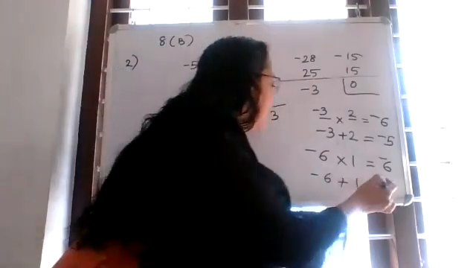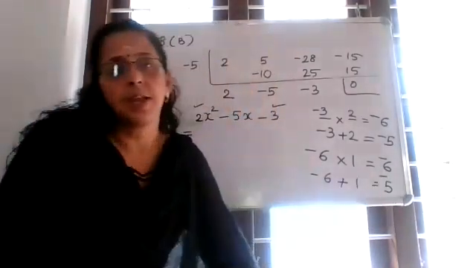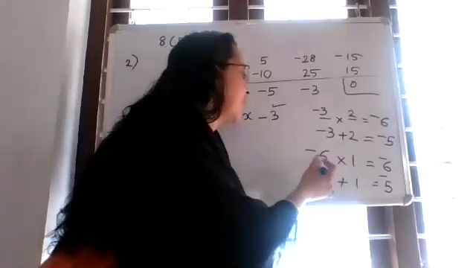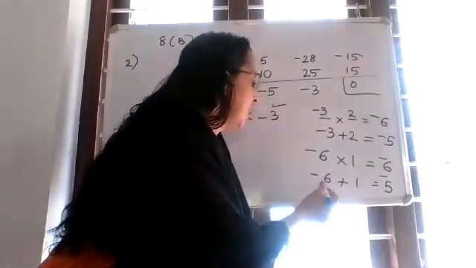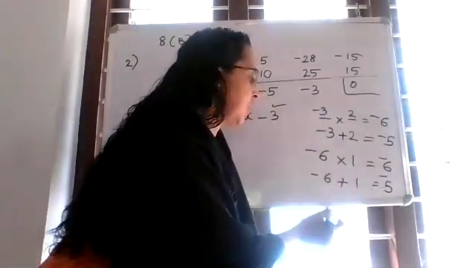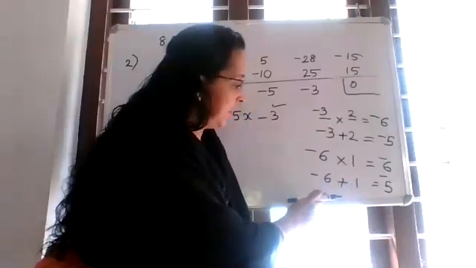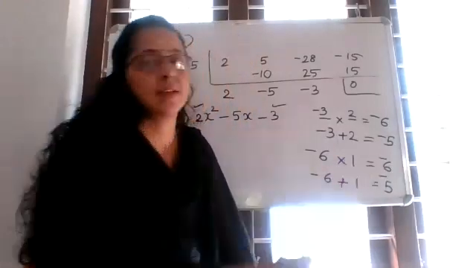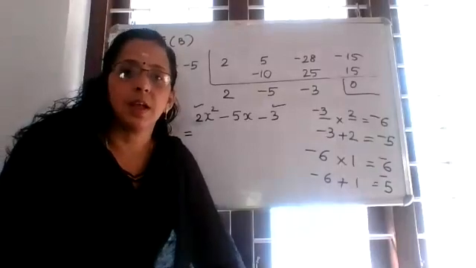Correct. Yes, ma'am. Negative 6 into 1 only. Negative 6 into 1 is negative 6. Negative 6 plus 1 is equal to negative 5. Bigger number: one sign is positive and the other sign is negative. Subtract and put the bigger number's sign.